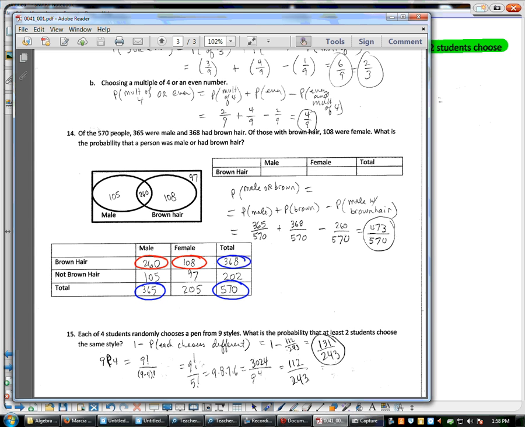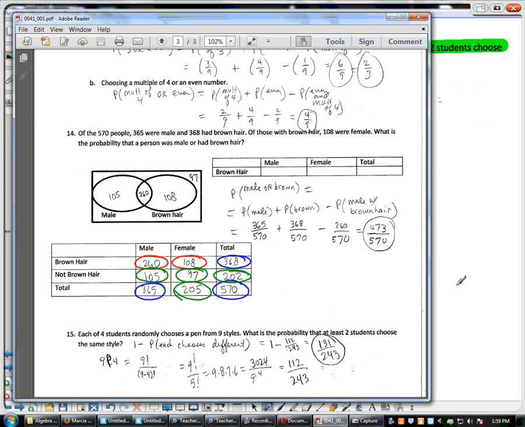All right, and since I know there's 260 brown hair males and 365 total, I can subtract to get the number of males without brown hair, and that would be this 105 here. All right, I know that if the total people are 570 and 365 of them were male, that leaves 205 females. And since 108 of those 205 had brown hair, that leaves 97 with not brown hair. And that likewise leaves 202 for the total without brown hair. So that means I can fill these numbers into my table.